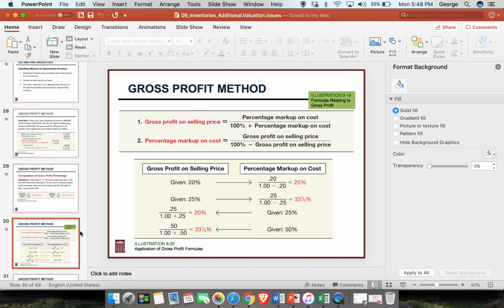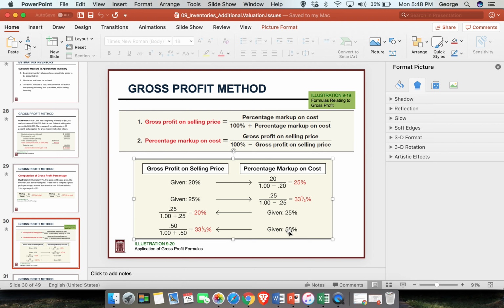All right, so gross profit on selling price. These are the percentages we're going to need to worry about here, these gross profits on selling price. So if I give you the markup of 25%, take 25%, divide by 1 plus 25%, and we end up with our gross profit rate of 20%. Or if it's 50, I take 50 and divide by 1 plus 50, and then the rate is 33%.